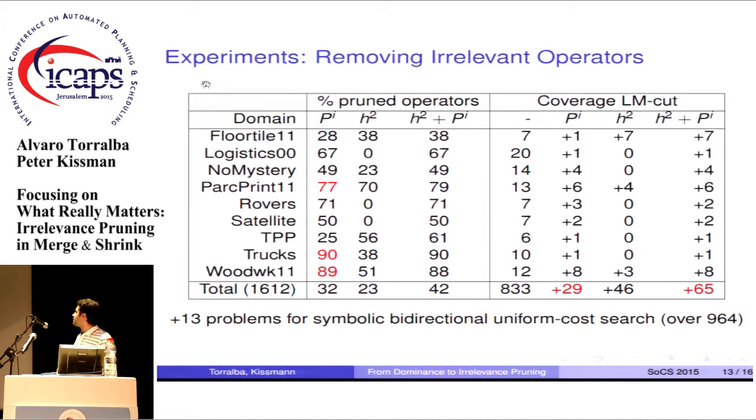If you look at the coverage under the LM-cut heuristic, we can see that it helps in several domains, and using both methods, you can very significantly increase the coverage of LM-cut. And actually, we also integrated it in one advantage of these preprocessing techniques is that you can include them in every planner. So we tried in the current state of the art, which is symbolic bidirectional uniform cost search, and it improves a bit, not as much as in these other planners, because there is less margin for improvement.